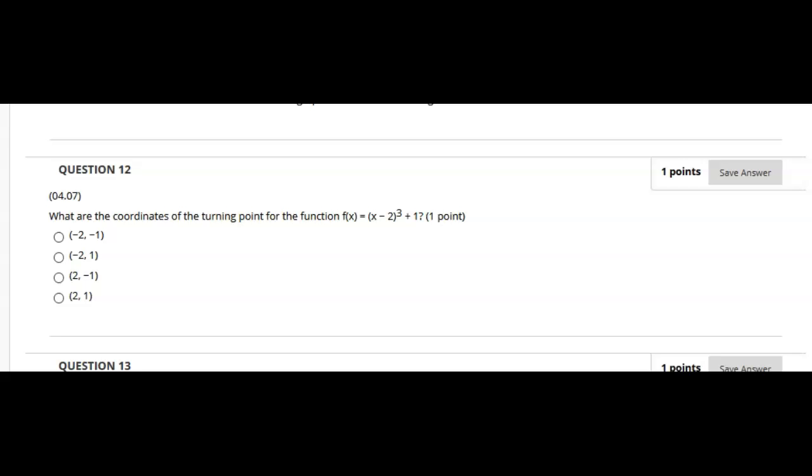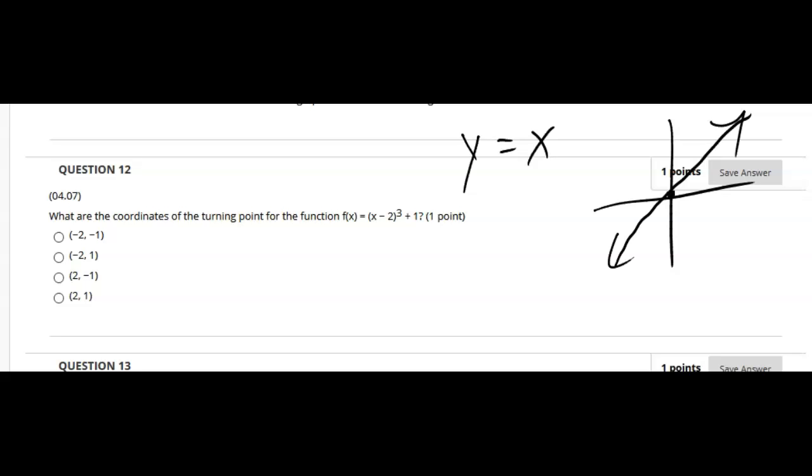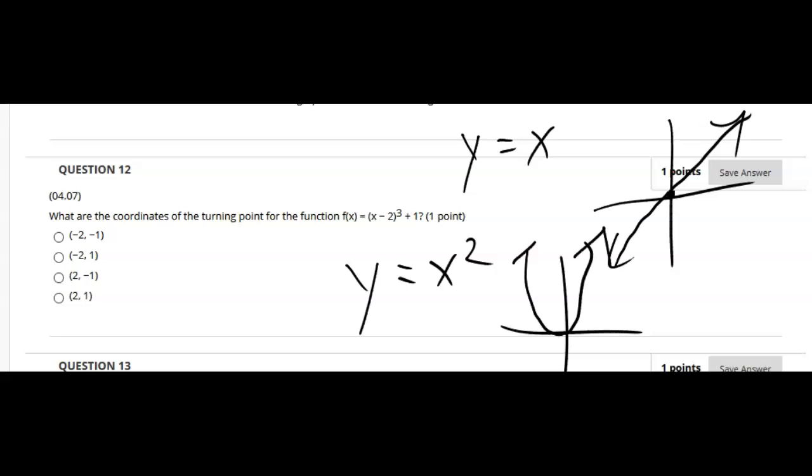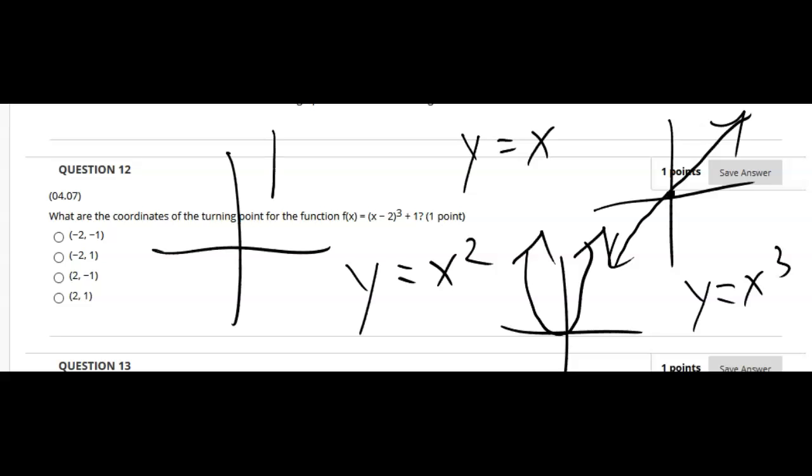The parent function for a line is y equals x. That's a line that goes through the origin straight, with a slope of 1. The parent function for quadratic is y equals x squared, and it looks like this. The parent function for y equals x cubed actually looks like this. Those are the parent functions that you really need to just remember.